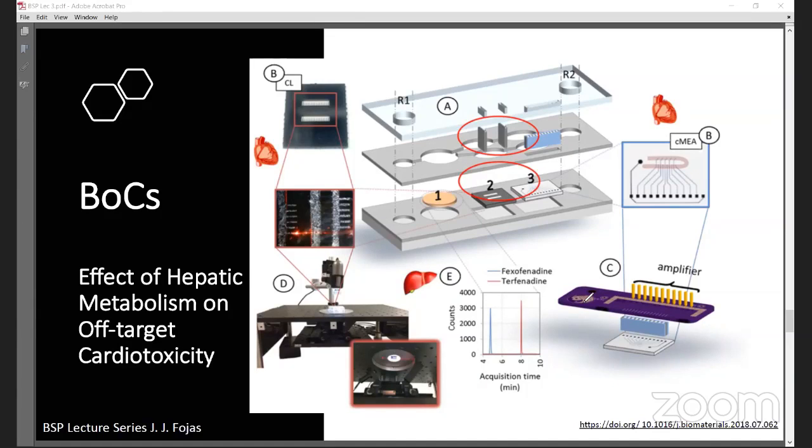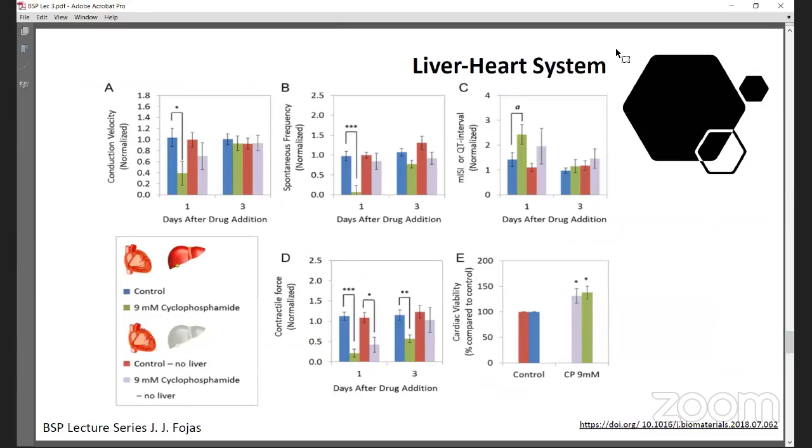Okay, and more results on this particular pan-on-a-chip device. In the next slide, I'll show you some of the heart-liver system and cardiac outcome upon cyclophosphamide treatment. Cyclophosphamide, at 9 millimolar concentration, significantly affected the cardiac function, electrical and mechanical, in the presence of your hepatocytes. This is shown in this figure.